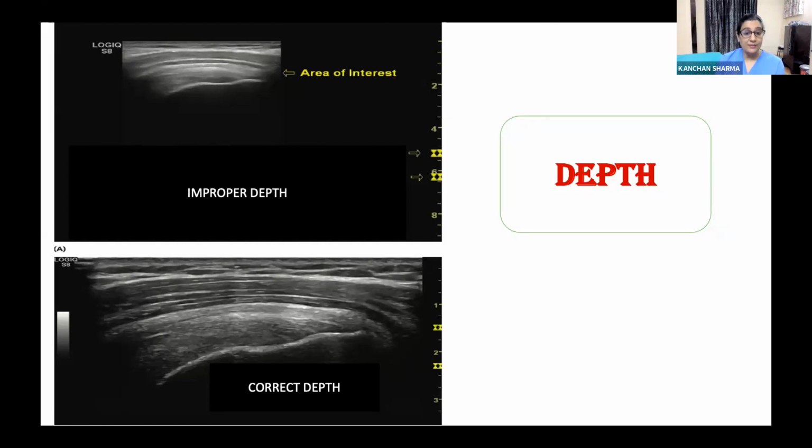So always select the appropriate depth, okay? The optimum depth needs to be selected. Supposing you have selected a depth and your structure is too above, then you can just decrease the depth. Or if your structure is too deep, right, you can just increase the depth. So the third step is always select the appropriate depth to examine that particular structure.